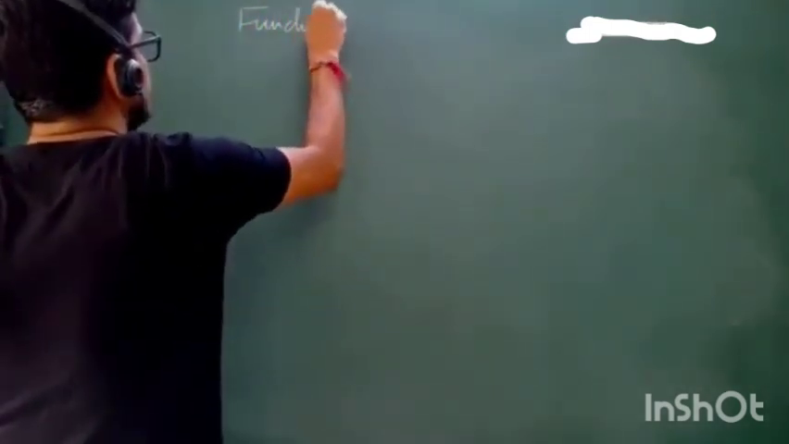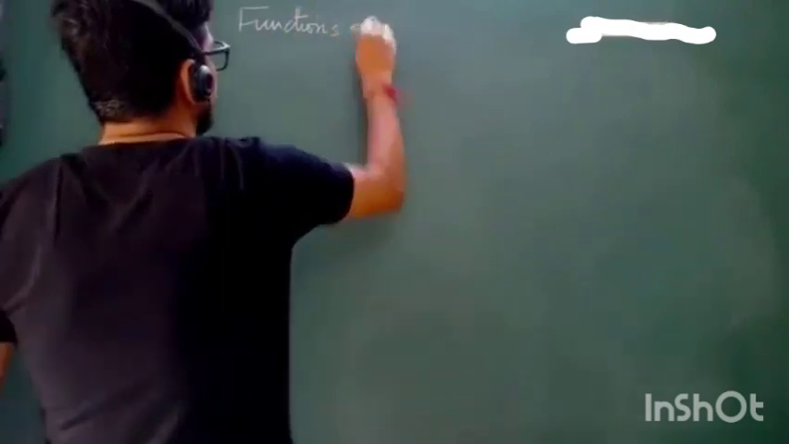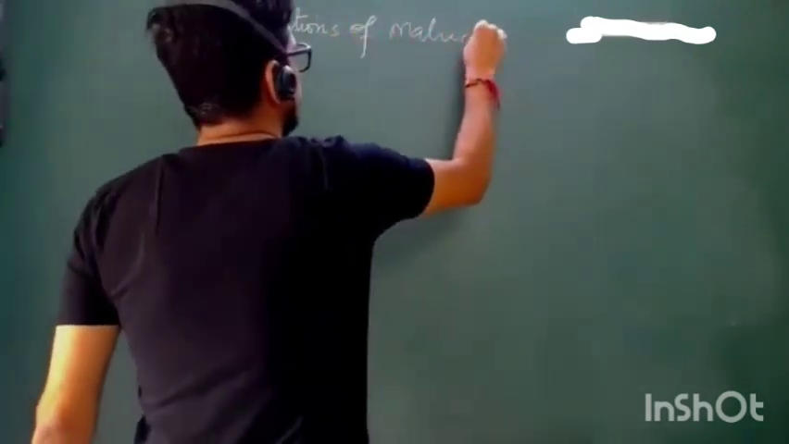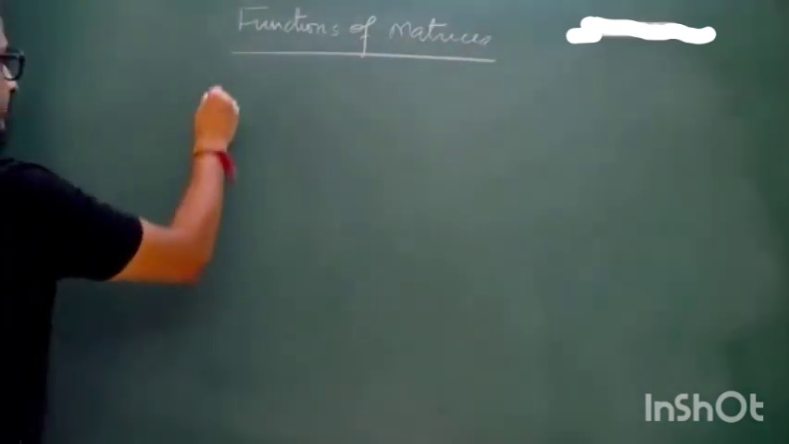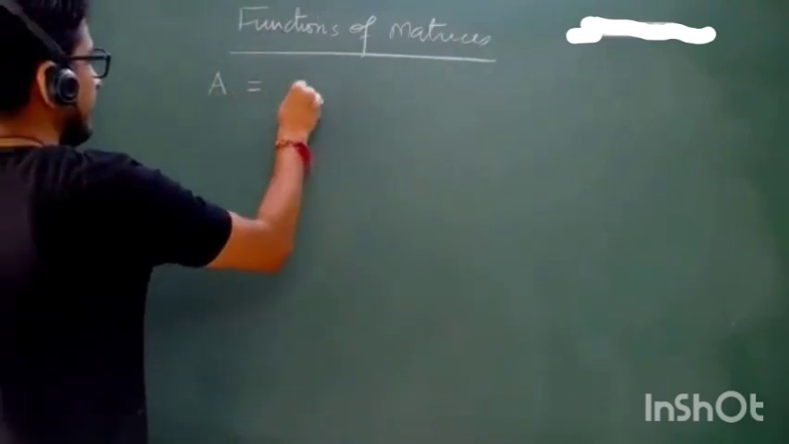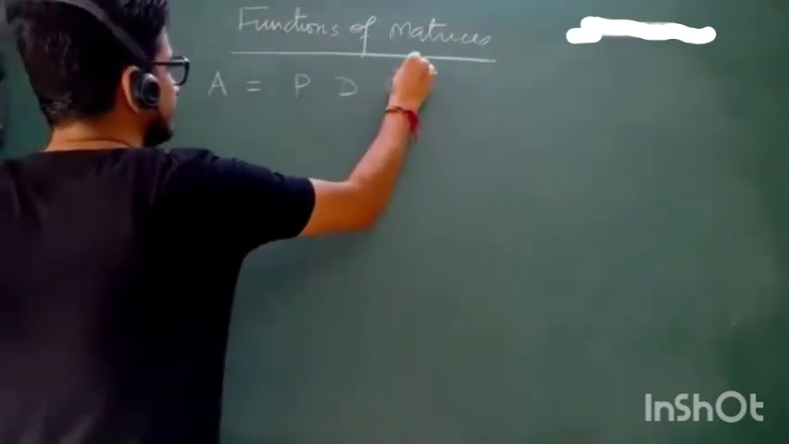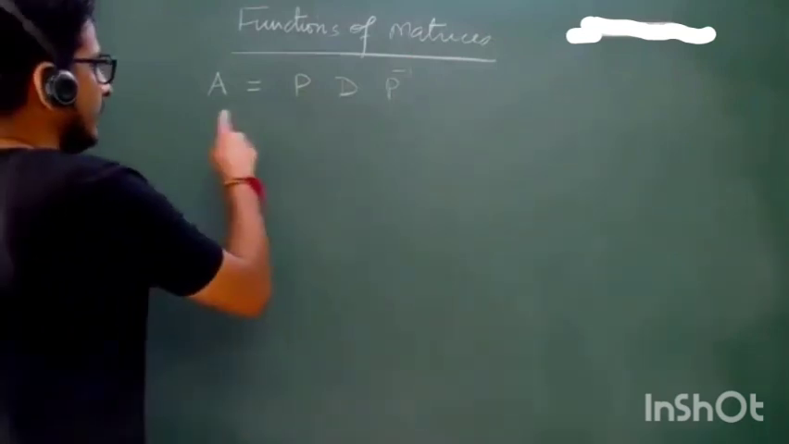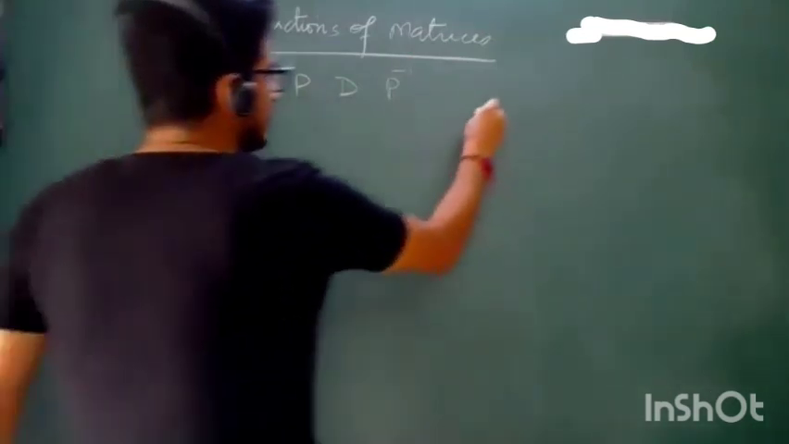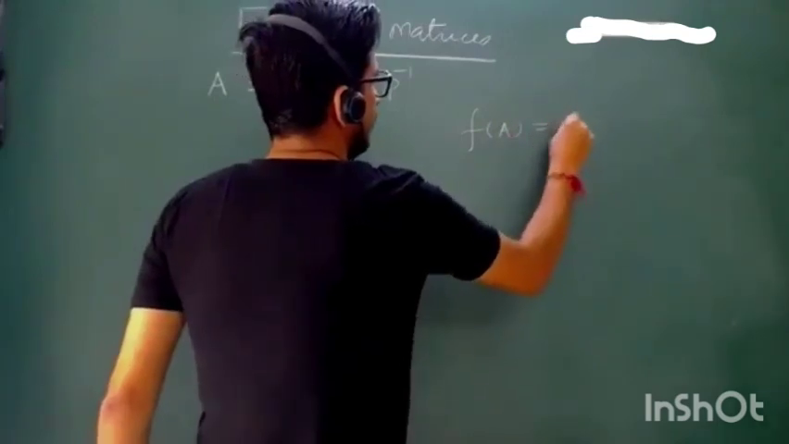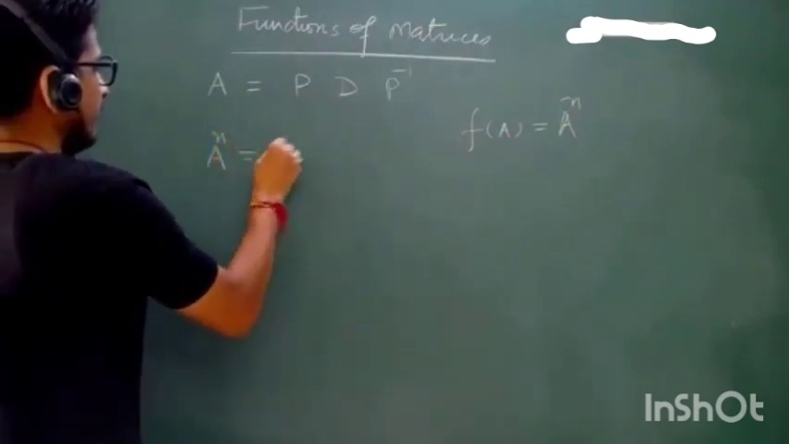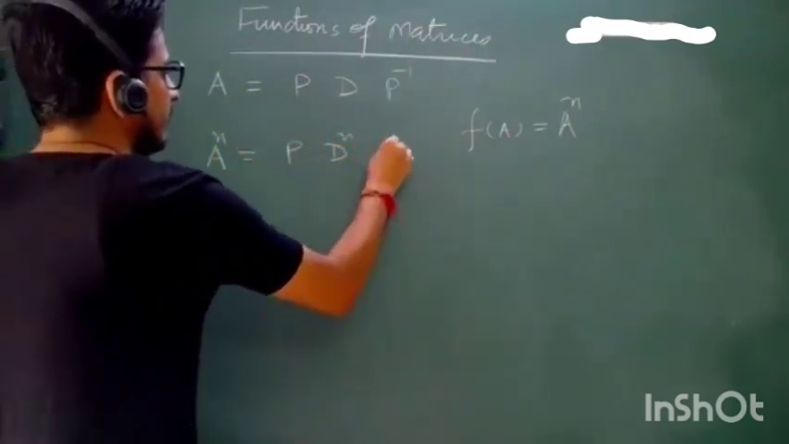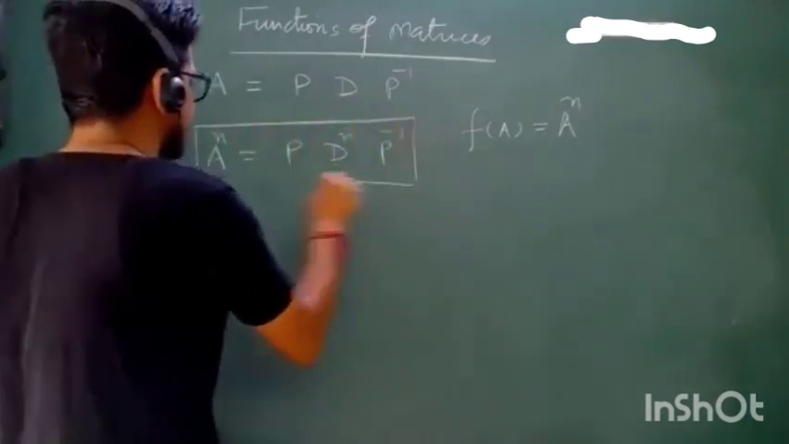So let me discuss a little bit about functions of matrices. I told you a little bit about functions, but let me discuss again. And I told you that A can be written as P D P inverse, correct? So if I make a function of A, suppose the function of A is A to the power n. This is a function, suppose. So A to the power n will become P D to the power n P inverse. This I told you, correct?